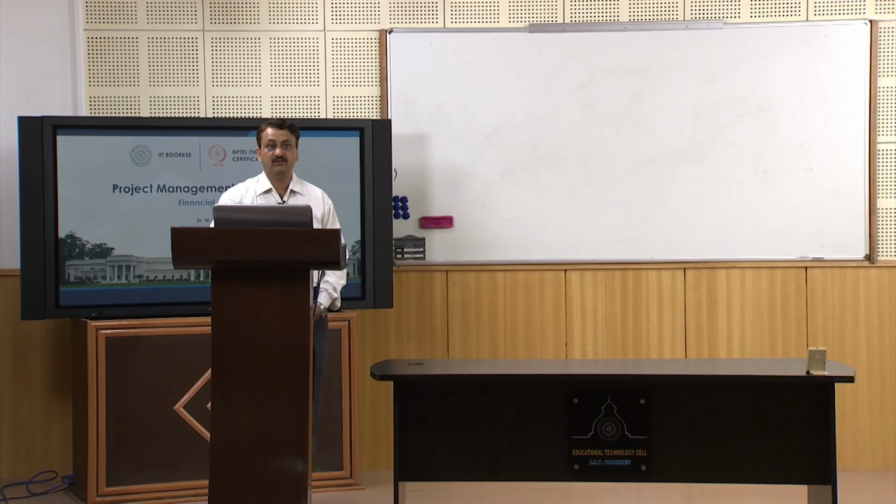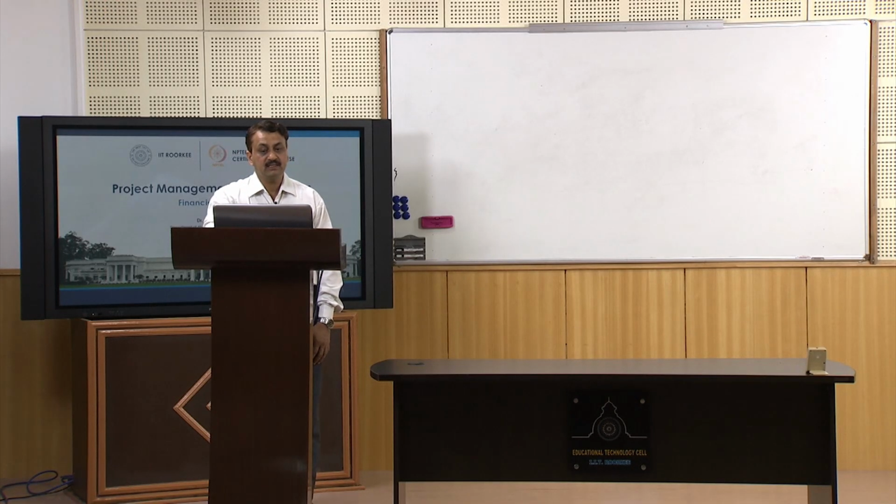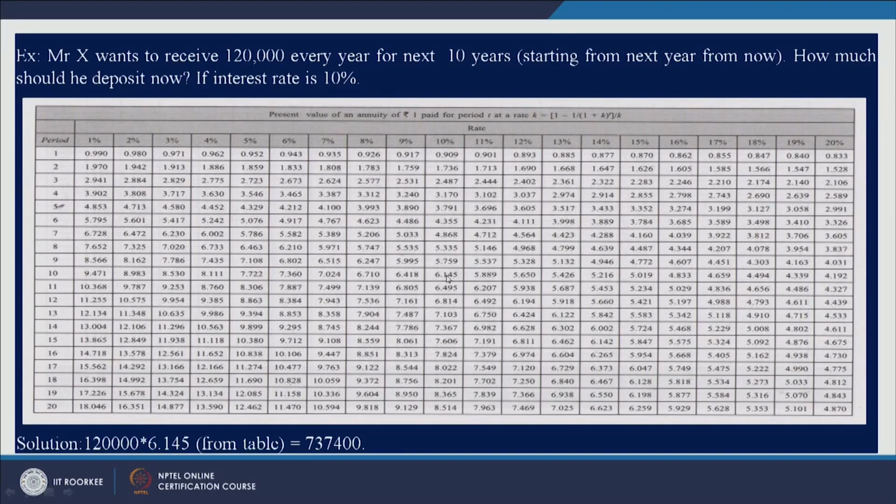How much should he deposit if the interest rate is 10%? Okay, let me solve this question. So you have the present value of annuity of 1 rupee for period T. This table you can find in all the books related to project management, in most of the books, not in all the books, and the books of, let us say, financial accounting and so on.